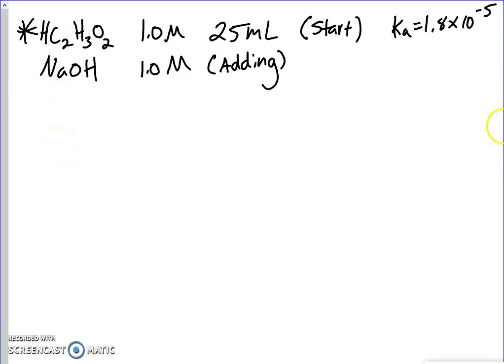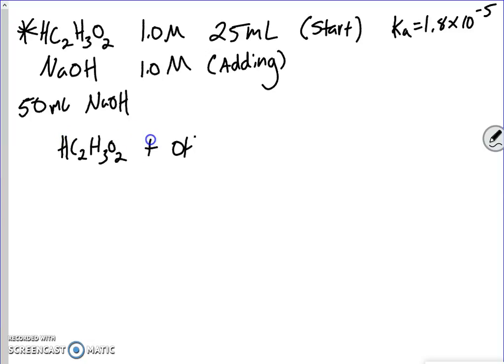So let's say as we were doing this titration, we added a total of, not 25, sorry, that would be the equivalence point. We added 50 milliliters of NaOH. So just like every step we've done so far, we're going to do a reset button. We're going to pretend like none of the acetic acid and sodium hydroxide have reacted. So we have our reaction with hydroxide, sodium hydroxide, going to form H2O and our acetate ion.